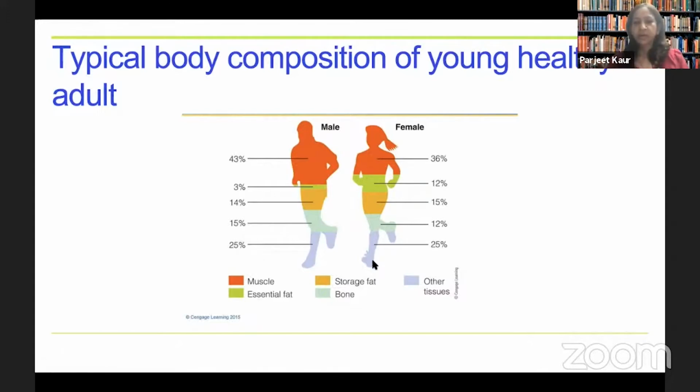But this figure also highlights that there's a difference between the genders. There's a gender difference in the body composition. At the same time, body composition changes with age, and there is a lot of difference with various ethnic populations as well. So all these factors need to be kept in mind whenever we are assessing body composition.